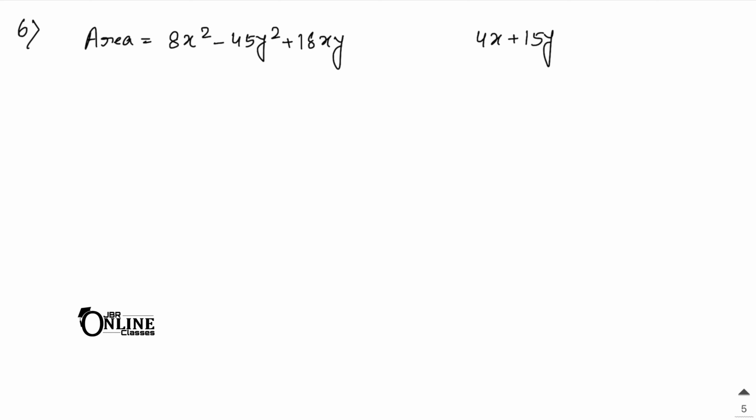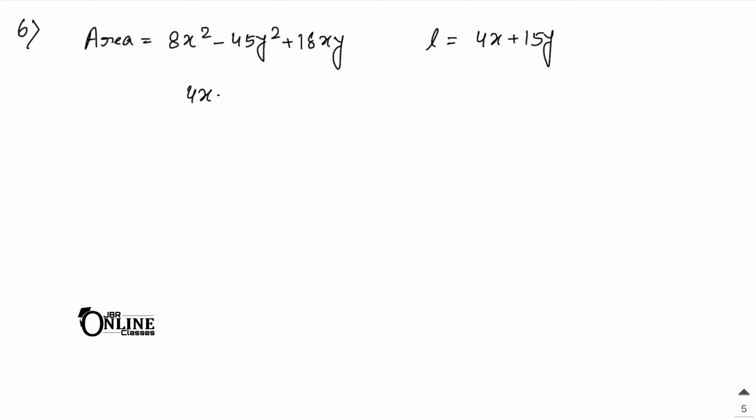Okay, now let's move on to sum number 6. If the area of the rectangle is 8x square minus 45y square plus 18xy, and one of its sides is 4x plus 15y. Suppose this one is the length, because in a rectangle there are only two sides, length and breadth, and you know the formula of area, that is length into breadth. So if you want to find the next side, that means the breadth, just divide the area by the length.